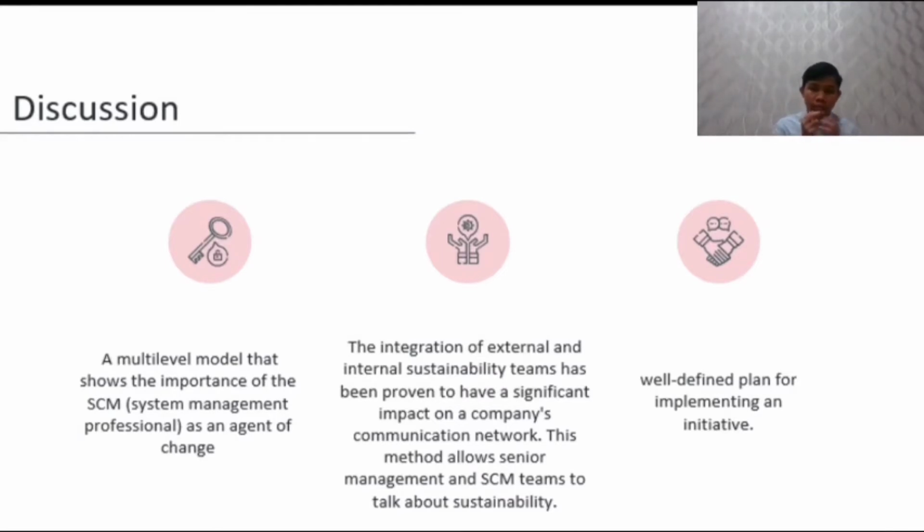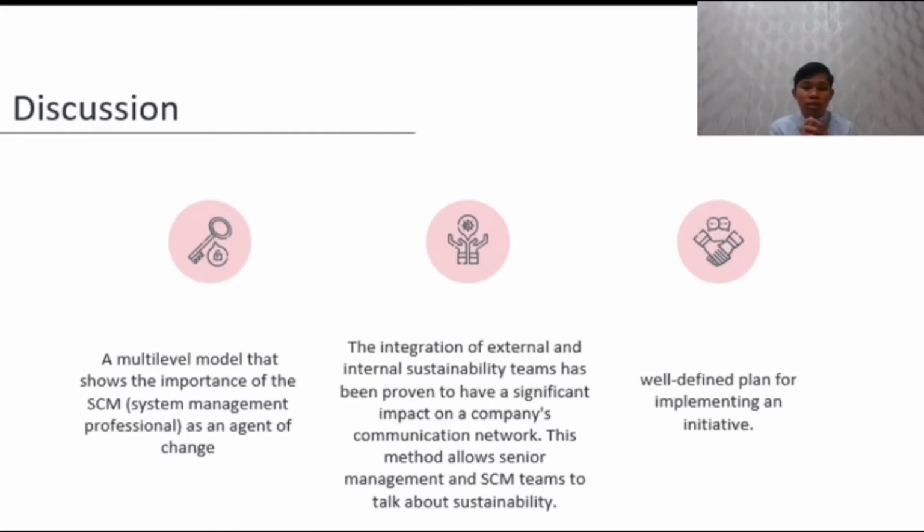It shows that despite the complexity of the topic, various upstream organizations can still collaborate to promote social and environmental sustainability. The inclusion of external and internal sustainability teams has been found to greatly influence the communications network of a company. This approach enables top management and the SCM team to discuss sustainability issues without focusing on operational issues.